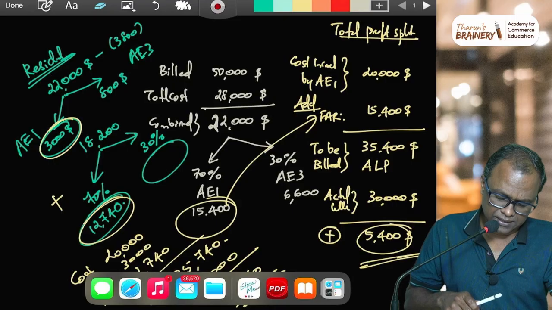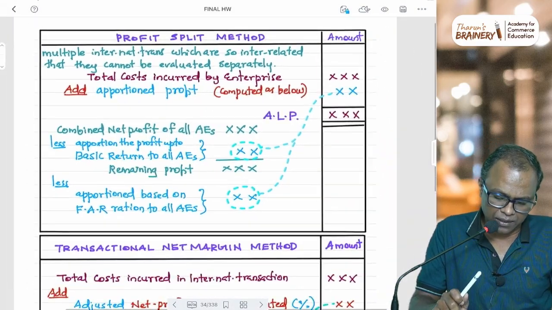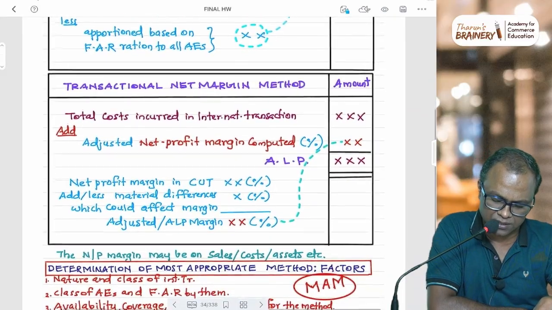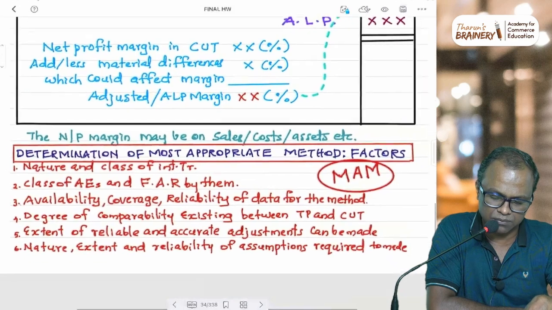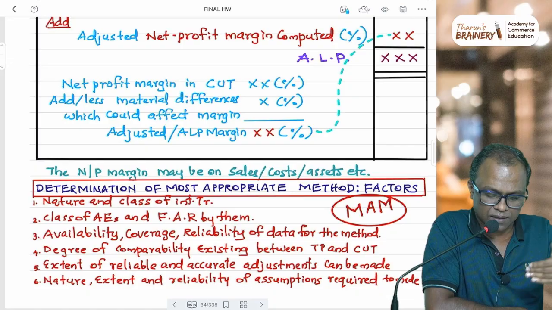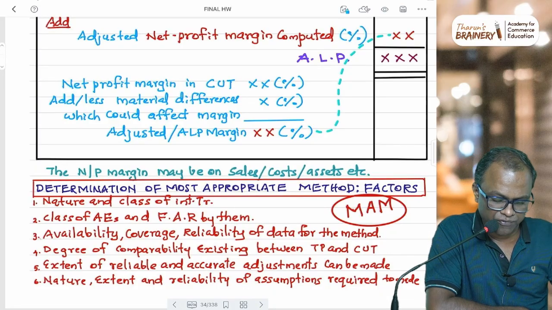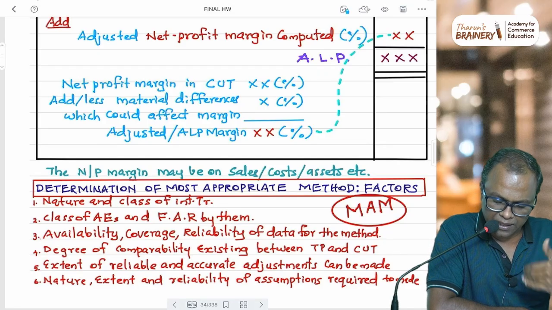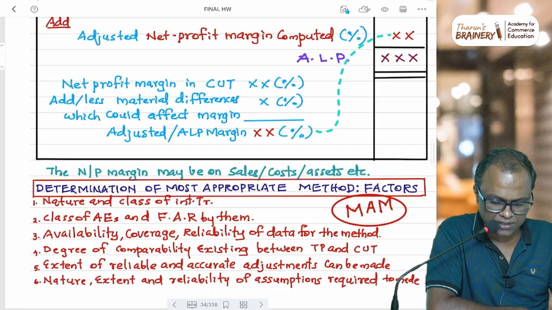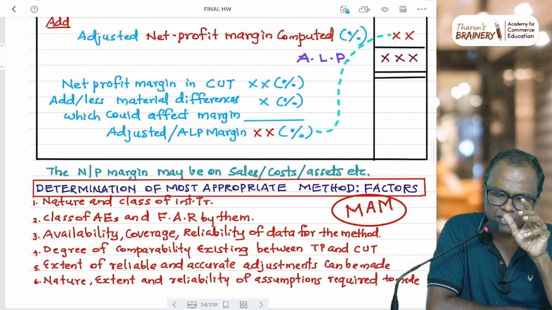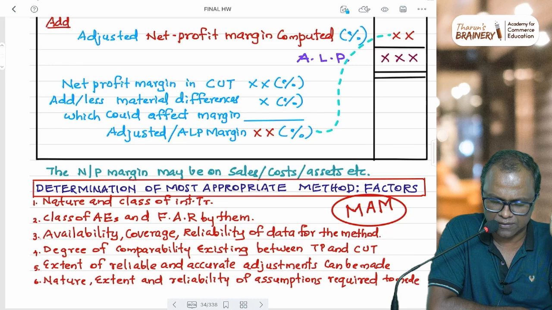So sometimes an assessee may have multiple arm's length prices in one method. So which method is most suited? It is the responsibility of the assessee to find out the most appropriate method. So the selection of the most appropriate method is based on the nature and class of international transaction, class of associate enterprise and FAR ratio used by them, and availability, coverage and reliability of data, degree of comparability, to what extent we can make the comparability, and what is the availability of data. So based on these guidelines, the assessee has to select which method is most suited for the international transaction for finding the ALP.